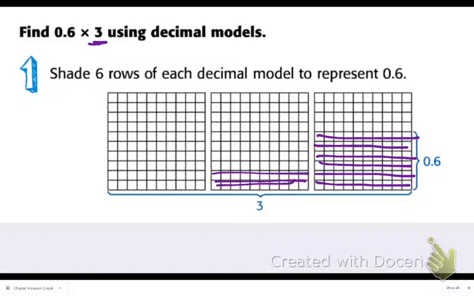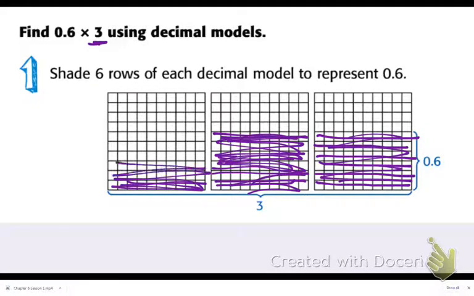So I'm going to go ahead and color in 6 tenths once, 2 times, and then finally I shade in 6 tenths. So now I have 3 6/10ths. I can move on to step 2.